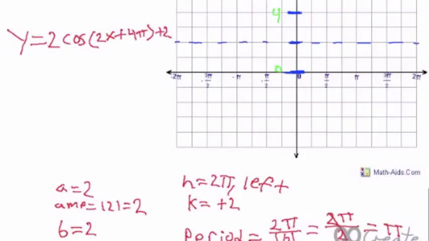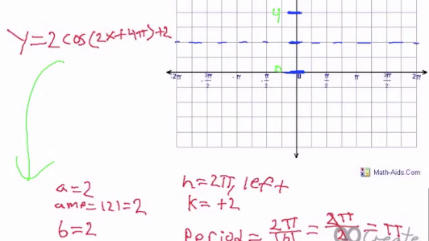Alright, so we're going to go ahead and go over how to graph cosine functions. The first step of graphing cosine functions is you must label and put all the valuable information down first. So here we've put that the a value is 2, the amplitude, which is the absolute value of a, which is the absolute value of 2, is equal to 2. We found that the b value is 2.